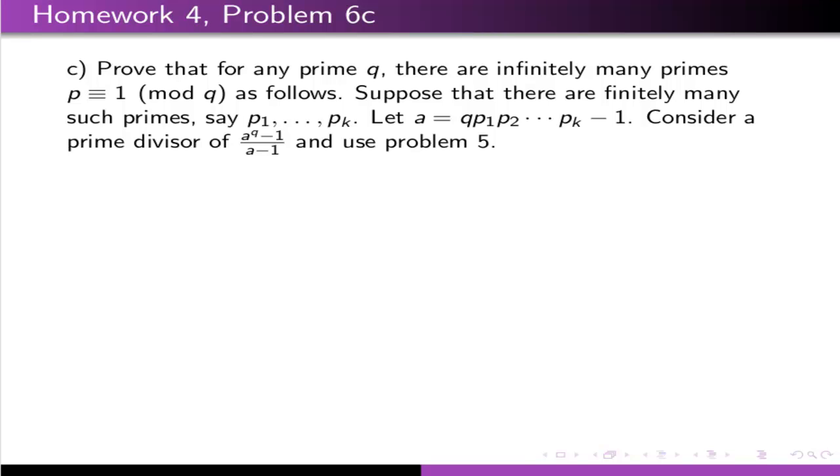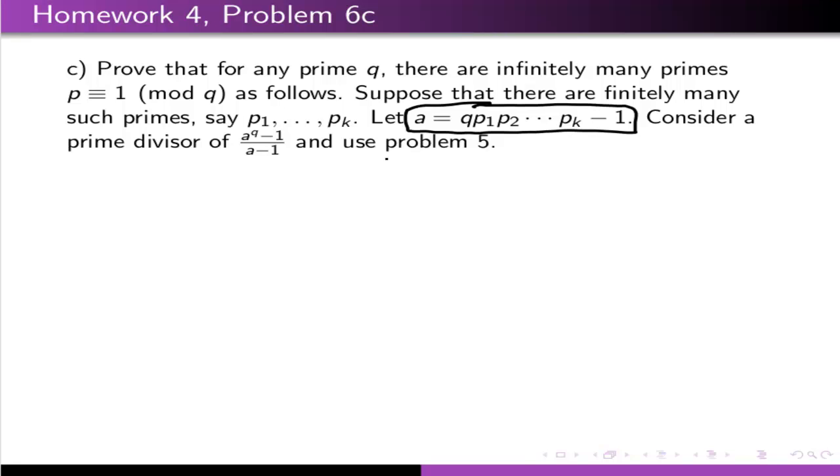And they all have a similar flavor. So you do a proof by contradiction. This time we are concocting this special number in order to come up with a new prime not in our current list. So the hint is consider a prime divisor of a to the q minus 1 over a minus 1 and then use problem 5.